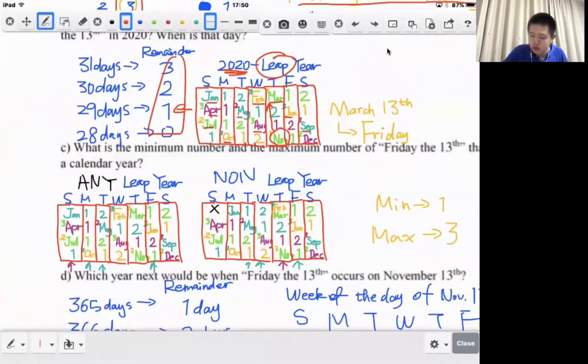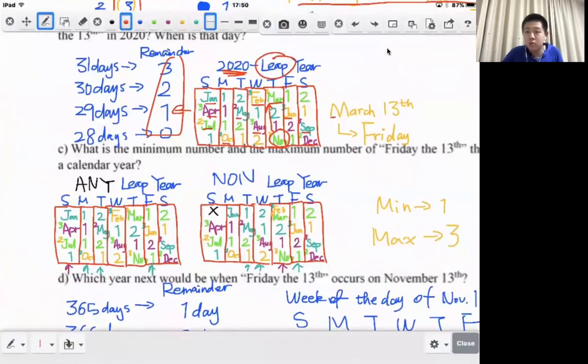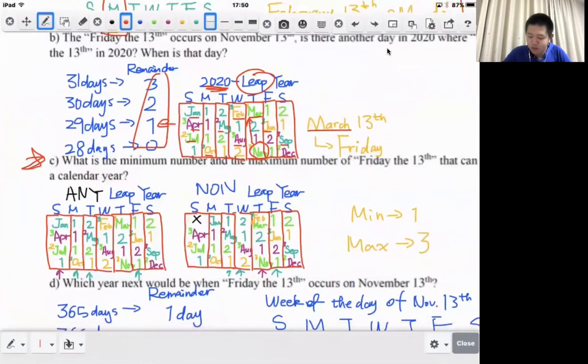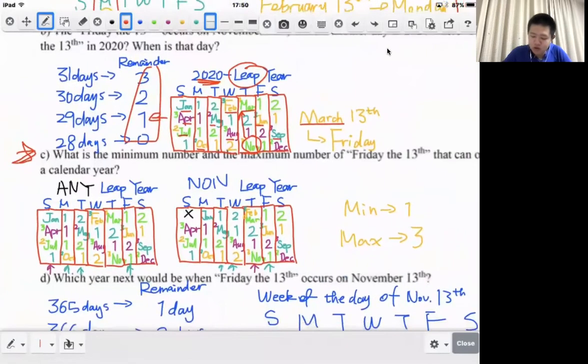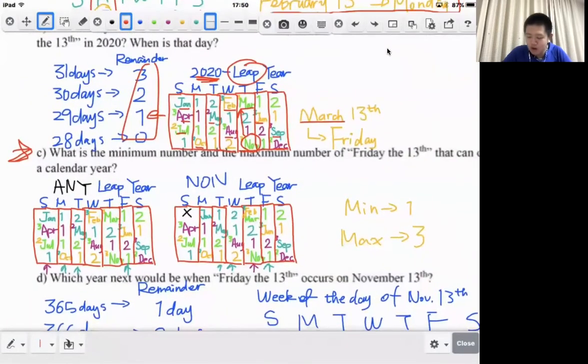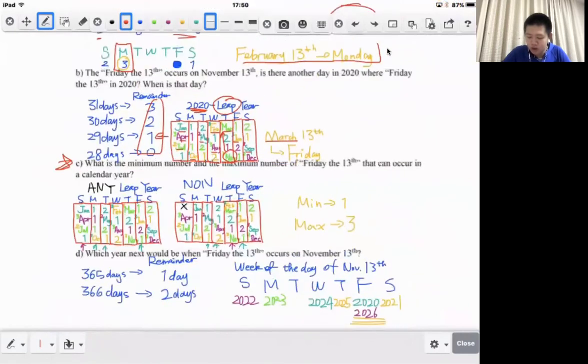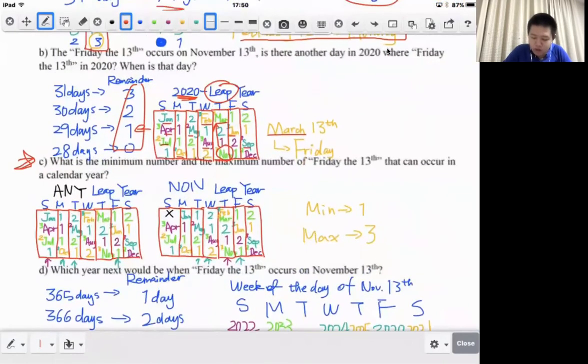Number C is actually the original question, and all of A, B, and D, I added those questions there. So you will actually only see number C in the real one. For number C, as we have considered 2020, which is a leap year, that also applies for all the leap years, which in this case, I just copied from here.